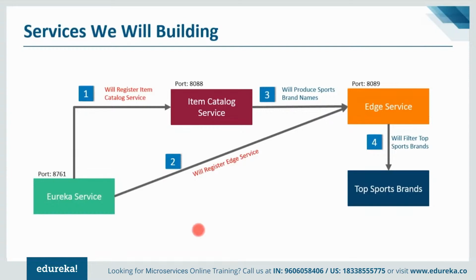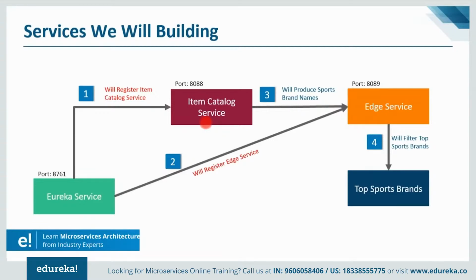Let me just repeat it once more. So we have a Eureka service, which is owned by Netflix, and this is basically a registry service. And we have the other microservices registered in this service. The item catalog service will have the sports brands. Then the edge service will give us the top sports brand; it will filter only the top sports brand. This is how the architecture of our Spring Boot application is.